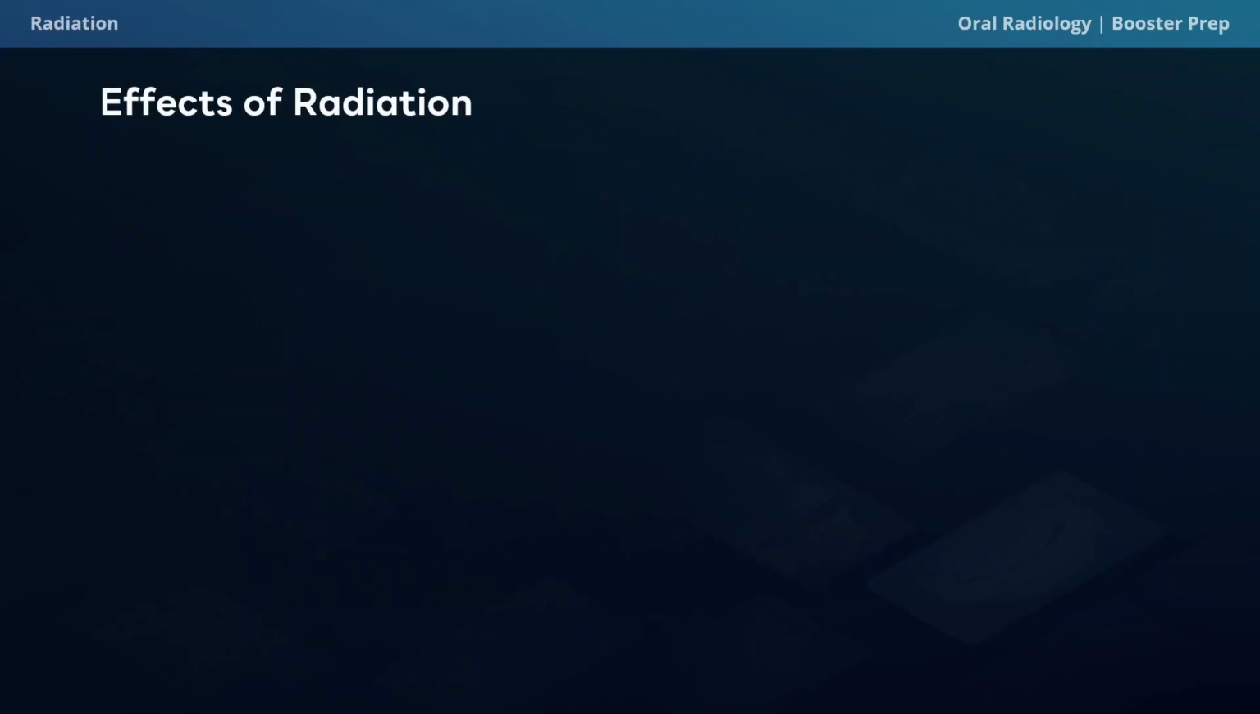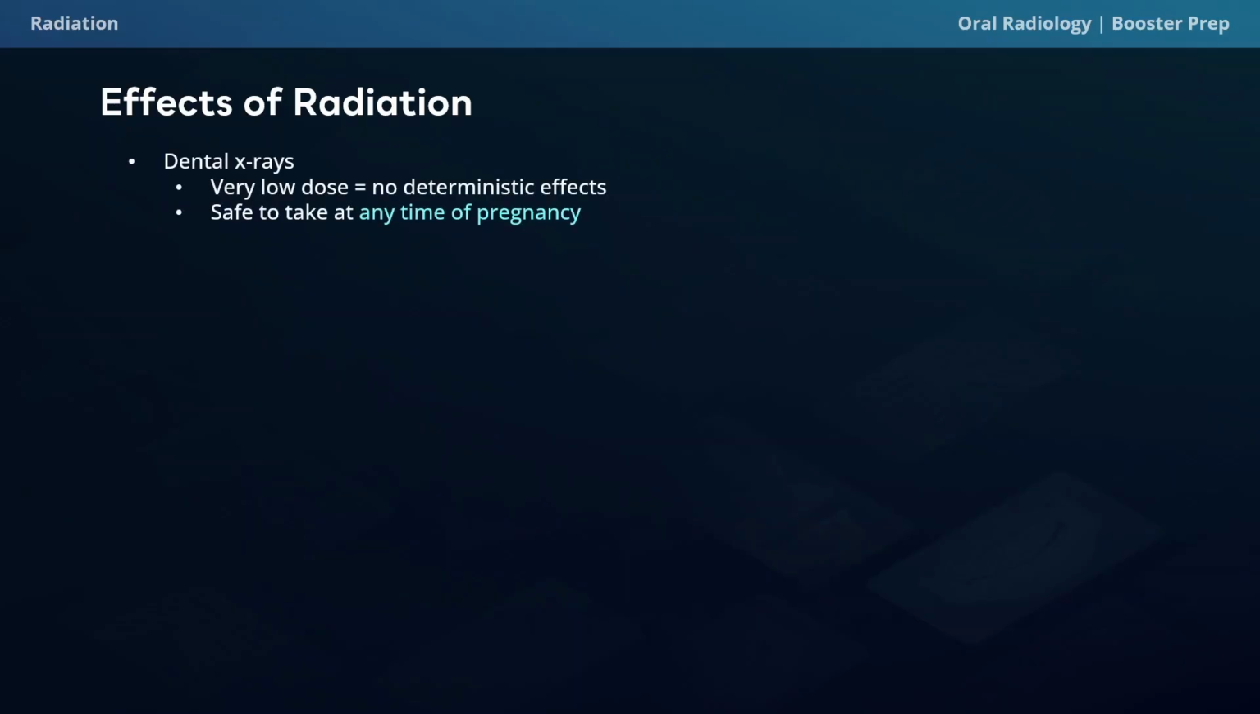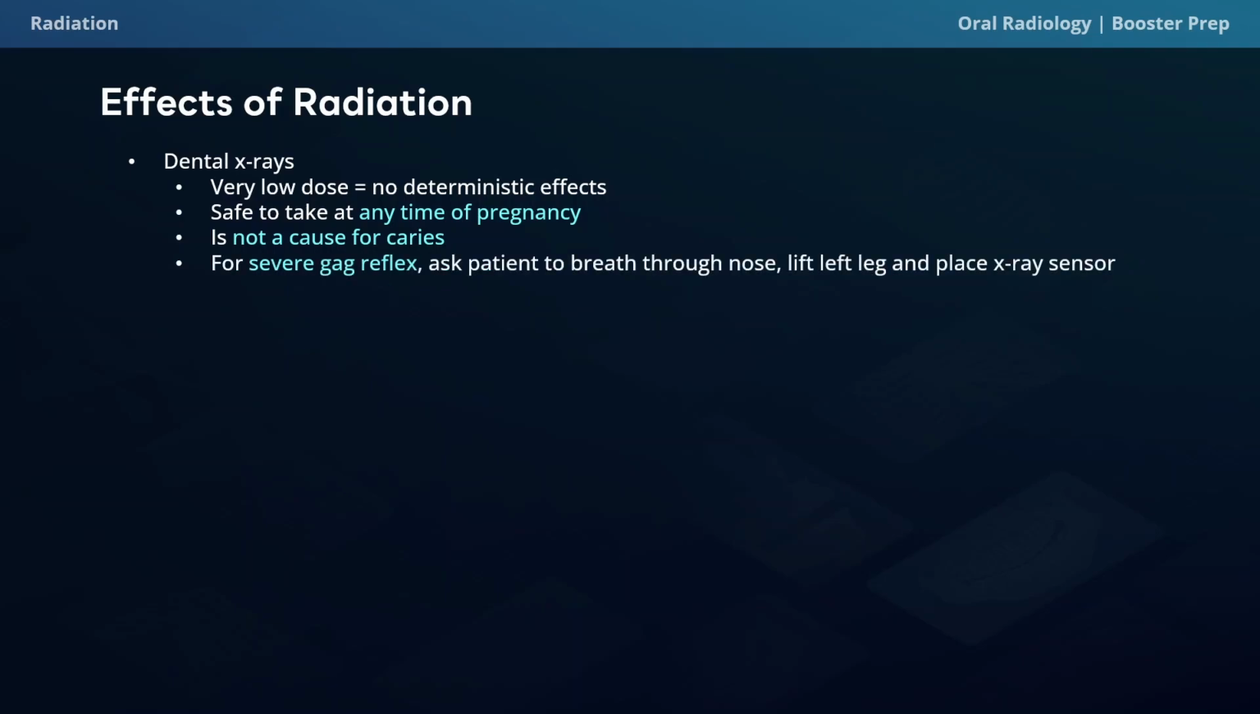Now let's take a look at some of the effects of radiation. Dental x-rays in general take on a very low dose of radiation and thus do not have any deterministic effects. This also makes it safe to take dental x-rays during any time of pregnancy and is not a cause for dental caries. Due to the process of taking dental x-rays, you may have patients that come in with severe gag reflex, in which you can ask the patient to breathe through their nose, lift their left leg, and then place the sensor in their mouth when they are distracted to kind of help alleviate that gagging sensation.